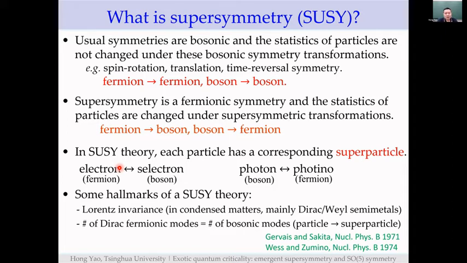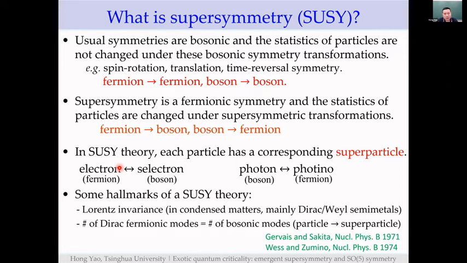However, SUSY, or supersymmetry, is a fermionic symmetry. The particle statistics are changed under a supersymmetric transformation. A fermion is transformed to a boson and vice versa. In a supersymmetric theory, each particle has a corresponding superparticle. For instance, the electron is a fermion. Its corresponding superparticle is called the selectron, which is a boson. The photon is a gauge boson. Its corresponding superparticle is called the photino, which is a fermion.